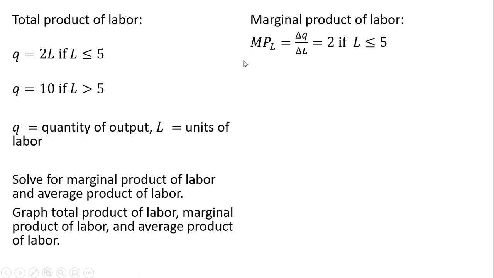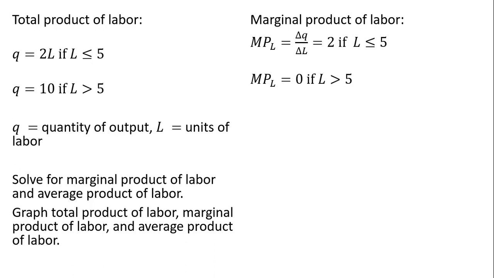Marginal product of labor is nothing more than the slope of the total product of labor function, the change in Q over the change in L. So the slope of this linear equation, and that's what it is, Q equals 2L, is just 2. And so the marginal product of labor here equals 2, but only if L is less than or equal to 5.